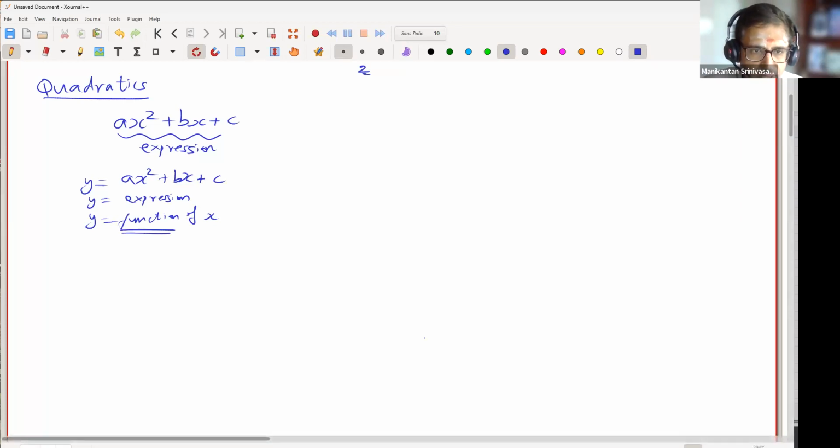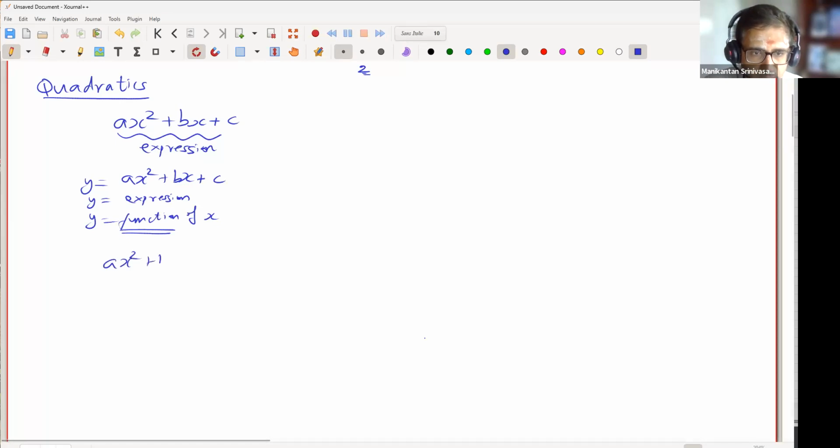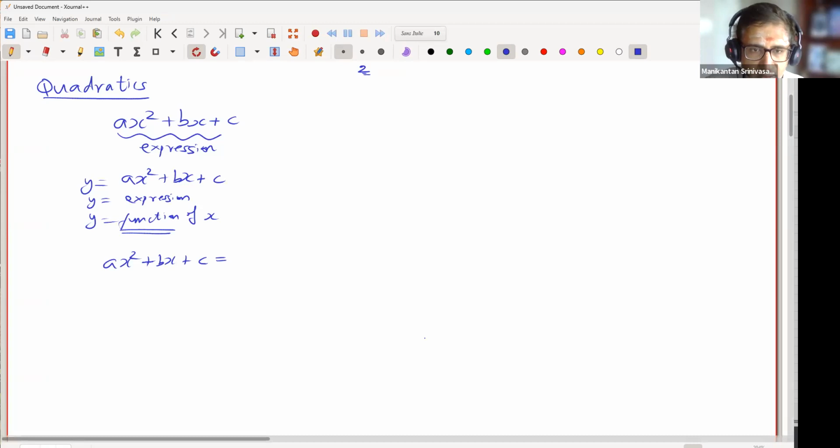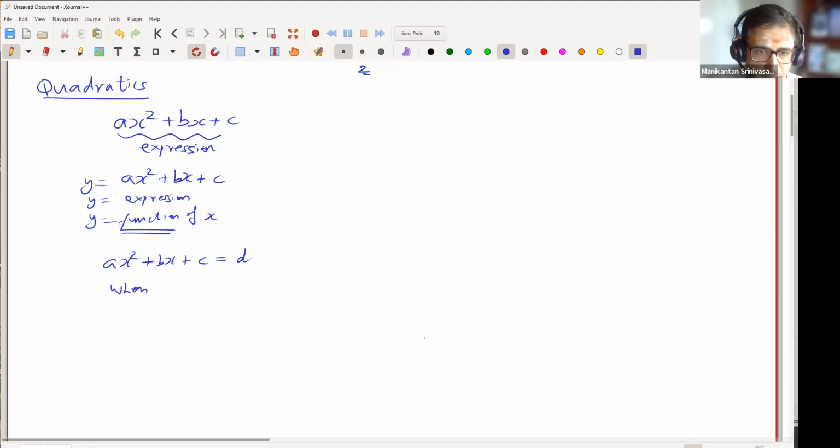And then, of course, if I set ax square plus bx plus c to be some value, it does not have to be 0. If I set it equal to some value t and ask the question, for what values of x does this happen, then there's an equation. So this is an equation.